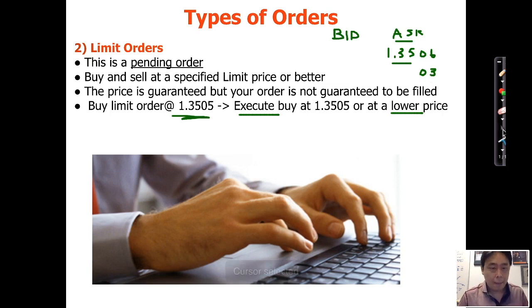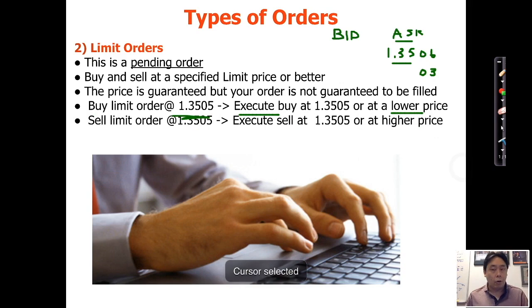Next, if I place a sell limit order, it means I'm selling at a certain price, say 3505, or higher. Remember, when you are a seller, you always want to sell as high as possible. So you're saying I want to sell at 3505 or better, which means or higher. But when you're buying, you want to buy as low as possible. So you want to buy at 3505 or lower.